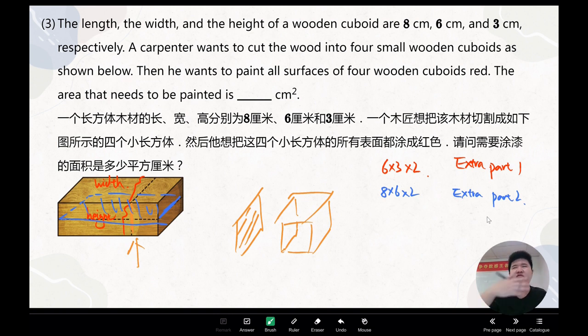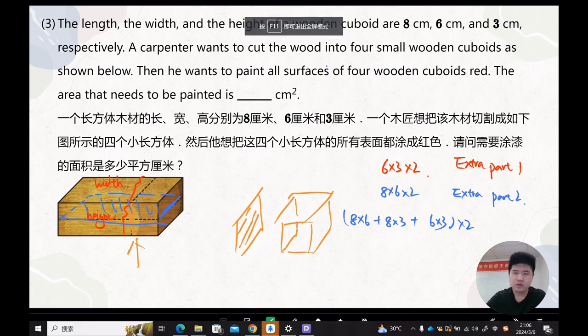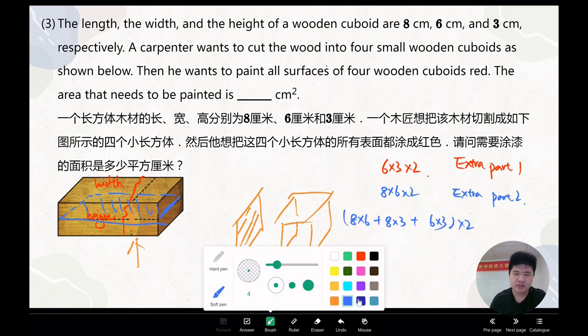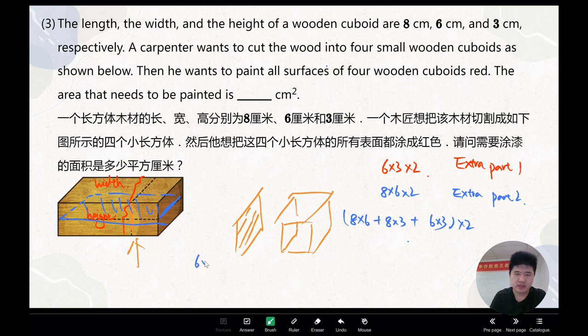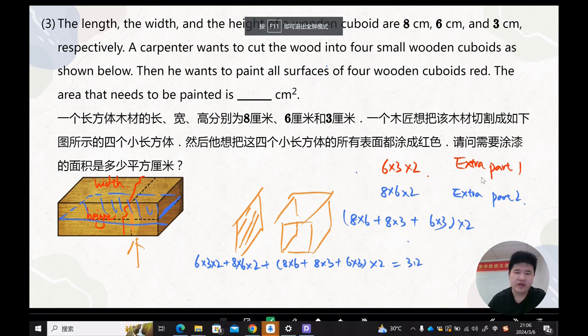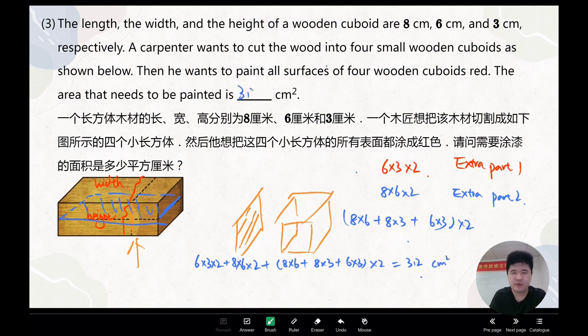We add them together, but don't forget to add the original surface area of this cuboid, because that also needs to be painted. So we have 8 times 6 plus 8 times 3 plus 6 times 3, and don't forget to multiply by 2. Adding everything together, 6 times 3 times 2 plus 8 times 6 times 2 plus 8 times 6 plus 8 times 3 plus 6 times 3 times 2 equals 312. Don't forget to write down the units: square centimeters. The answer we put here is 312.